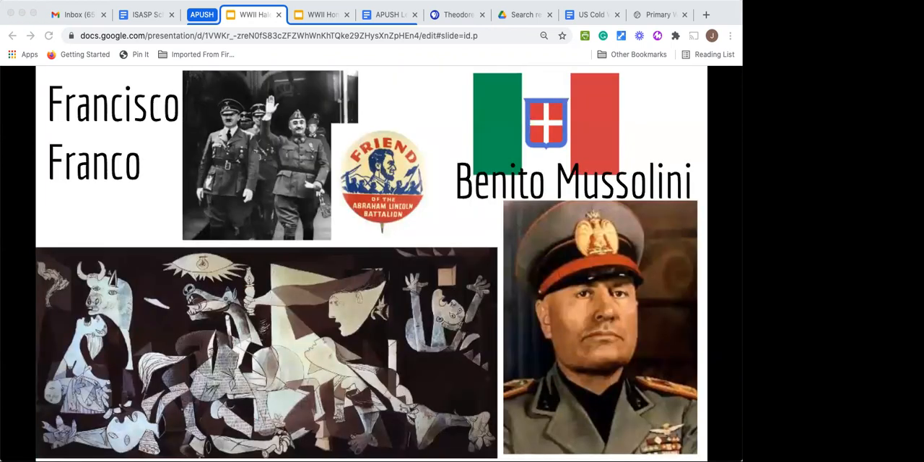So then we have looking at some of the military leaders of the European leaders during World War II. And looking at first Francisco Franco, he is shown raising his hand here in the top left image. Francisco Franco is going to become the fascist leader of Spain through the Spanish Civil War. And it was the fascists against the loyalists.